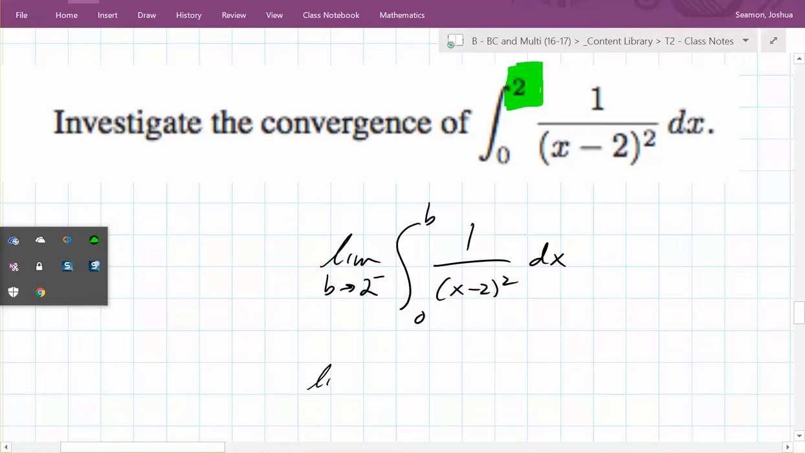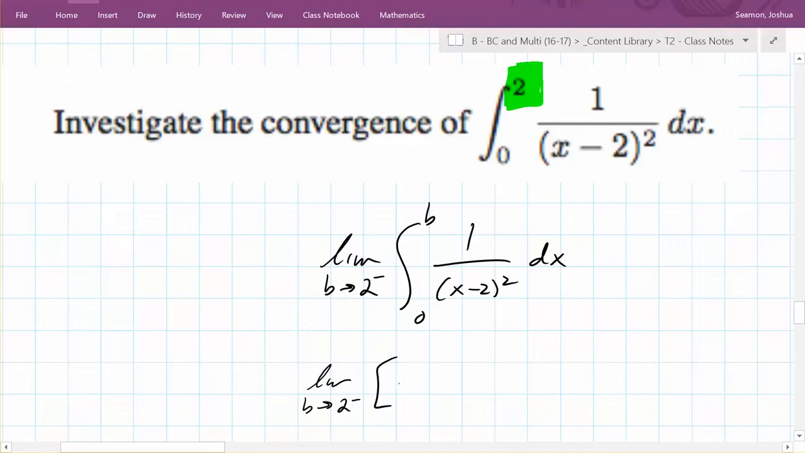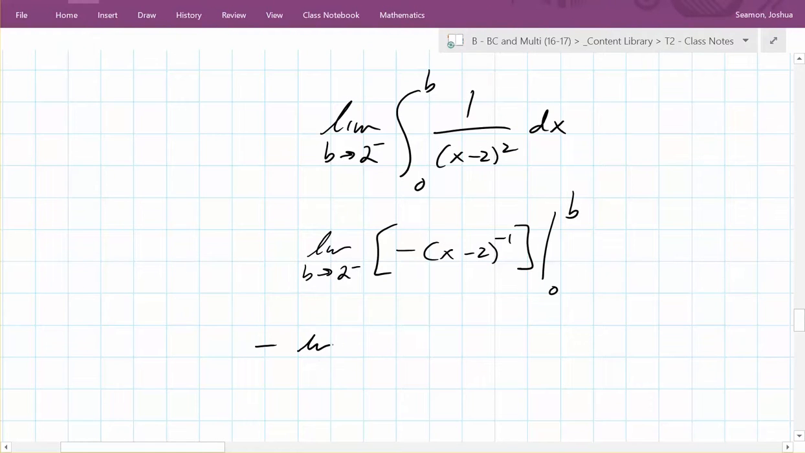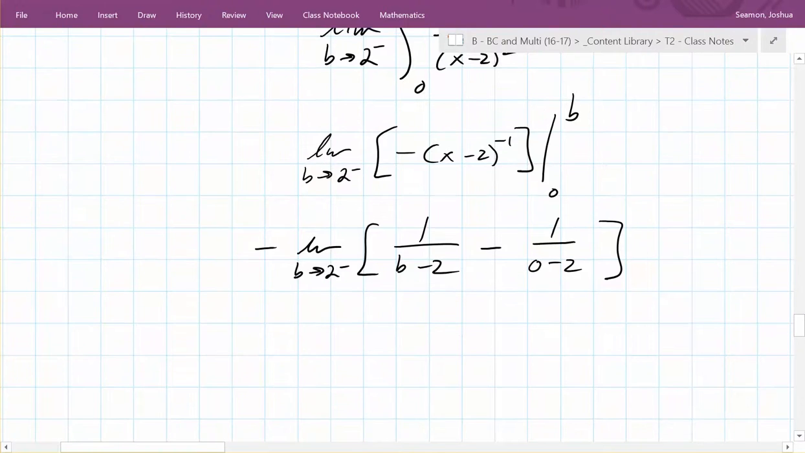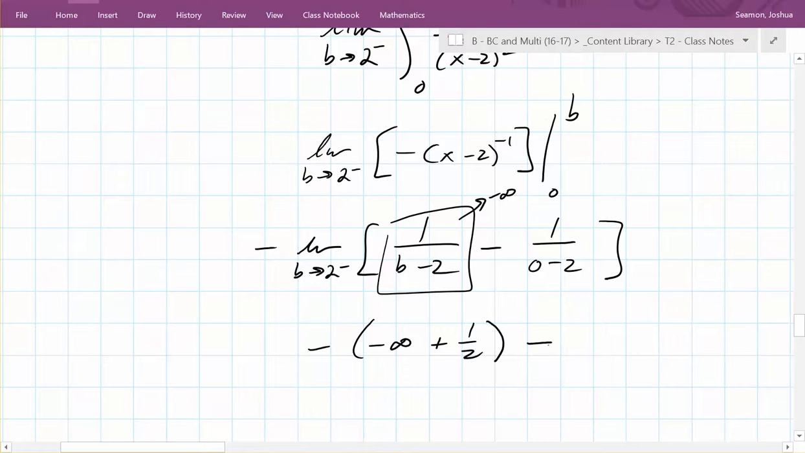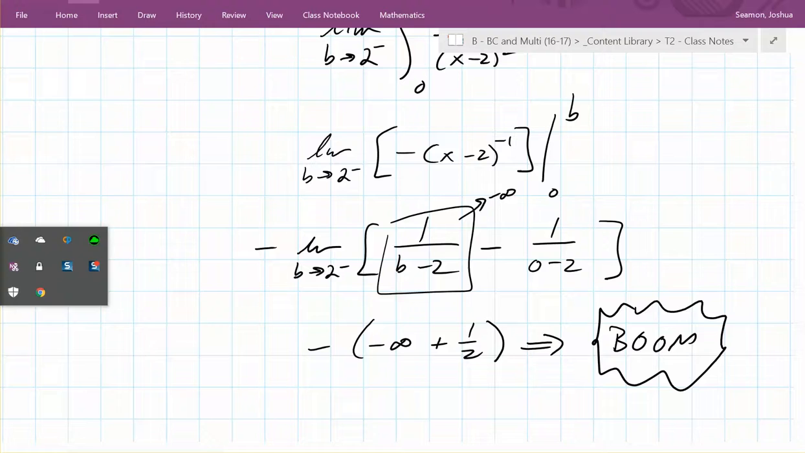So when you integrate this, you end up with a limit as b goes to 2 from the left of negative 1 over x minus 2, from 0 to b, correct? So what is that? Negative limit as b goes to 2 from the left of 1 over b minus 2 minus 1 over 0 minus 2. So what happens to this right here? 2 from the left is smaller than 2. You subtract it, you get a really, really small negative number. So what does this go to? Negative infinity. So you end up with negative infinity plus a half. That half is along for the ride. What does that mean? It does not converge. It blows up.